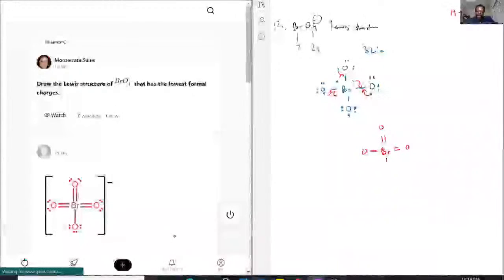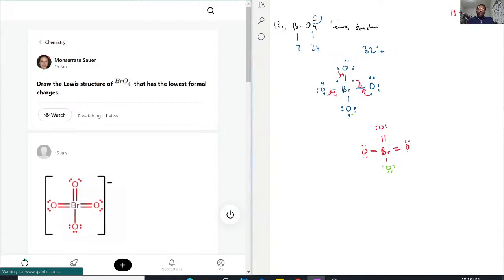Okay, and now we have this. And like I said, the one extra electron will just be added over to make sure that this unpaired electron now becomes paired. So that one is now complete. Okay, and then we would go ahead and just add that here. So that's what we would have for bromine tetroxide.